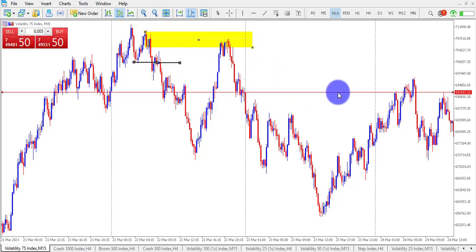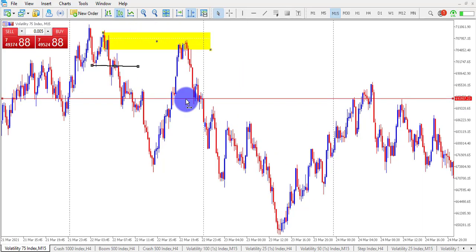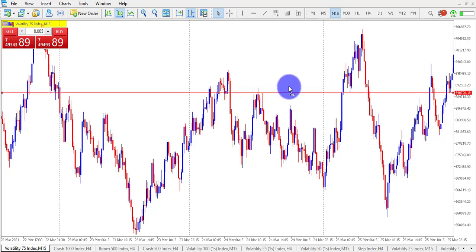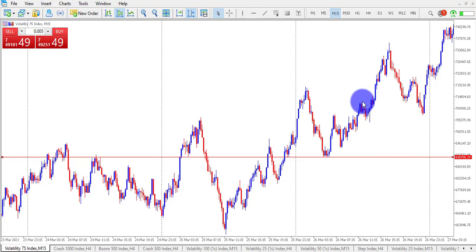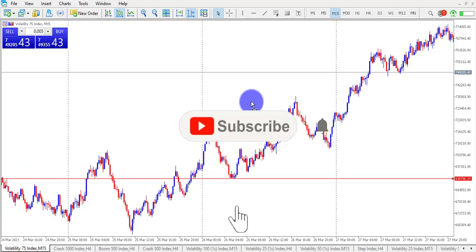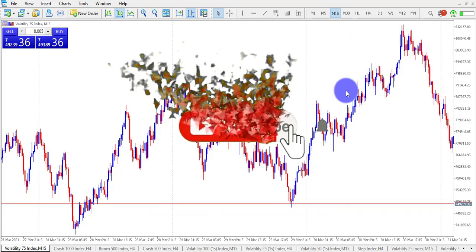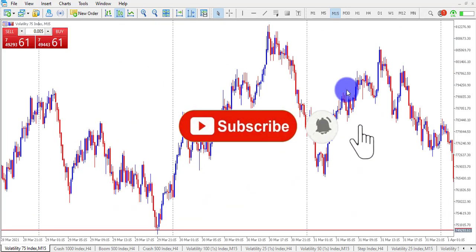So that's market structure. You are analyzing market structure like that and trading in line with the market makers. So this is V75. This is a simple strategy which you can be using as we go.